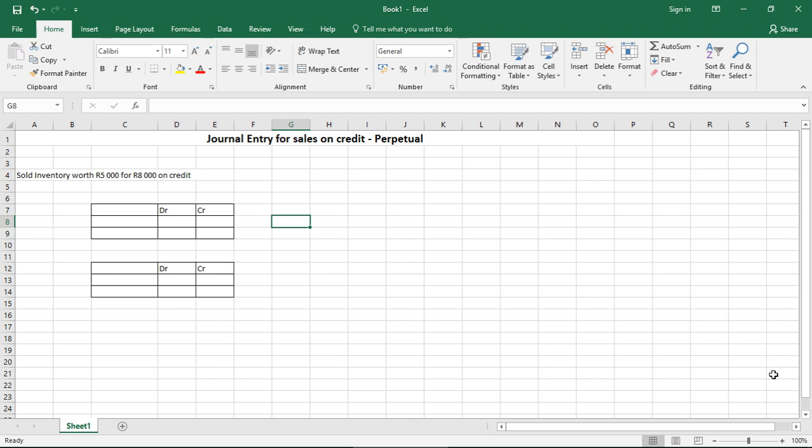With the perpetual inventory system, we do it continuously with any movement of inventory, whether in or out or in any other form of change in inventory, we do the journal entry. So we're looking at a very simple example here, which will guide you in looking at other examples with regards to doing the journal entry in the perpetual inventory system. So here we sold inventory worth 5,000 rand for 8,000 rand on credit.